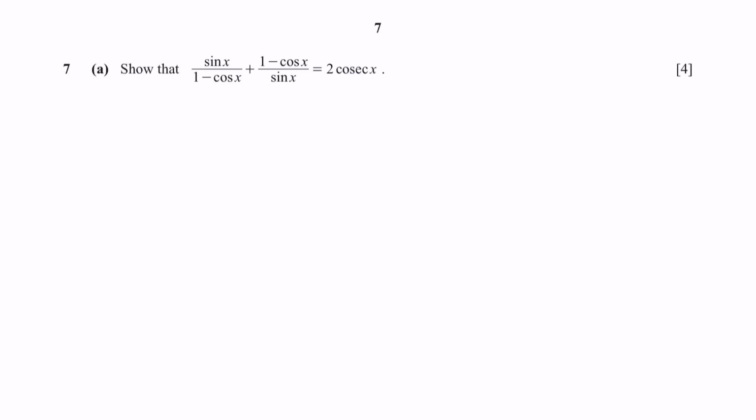Question 7a. Show that sin x over 1 minus cos x plus 1 minus cos x over sin x equals 2 cosec x. So for this question, we need to prove that. So we can start proving from the left hand side. We make them have the same denominator. So for the first term, we multiply it by sin x.